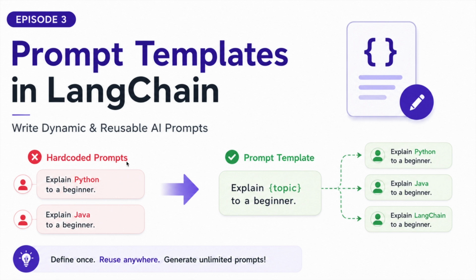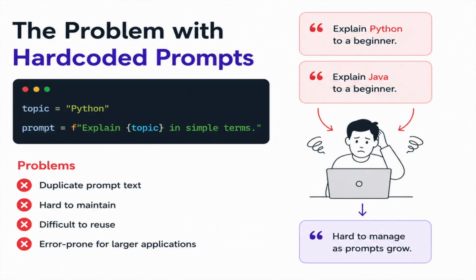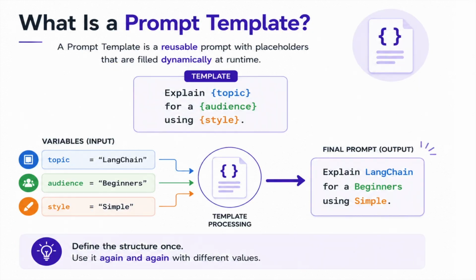Here, you can see what hard-coded prompts look like and what a prompt template looks like. With a hard-coded prompt, you need to write the prompt every time for explaining Python or Java. But with a custom prompt, you just pass the dynamic topic value, and that's it. Hard-coded prompts work for small examples, but as your application grows, repeating the same prompt structure everywhere makes maintenance harder. Let's see what a prompt template is.